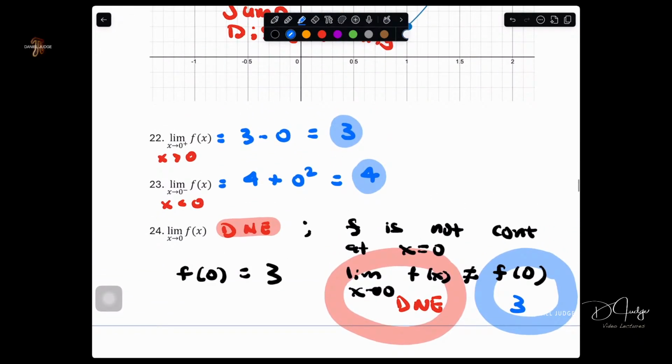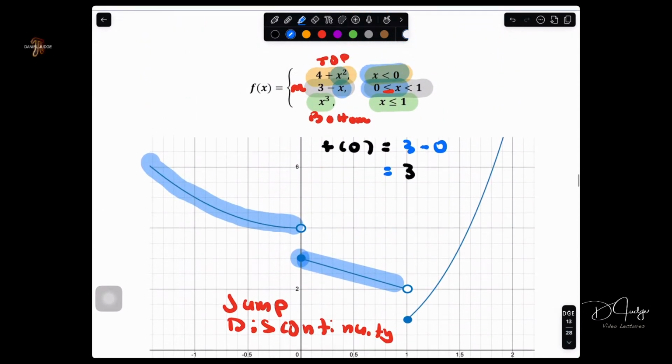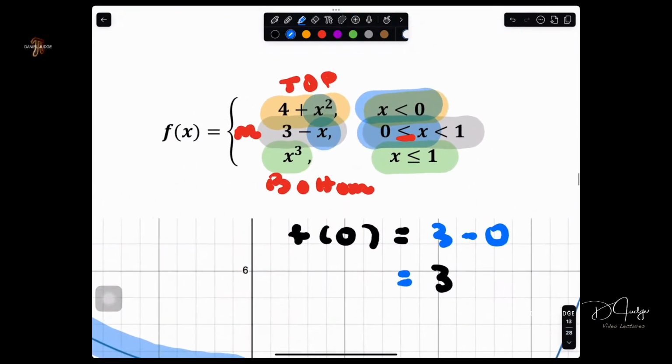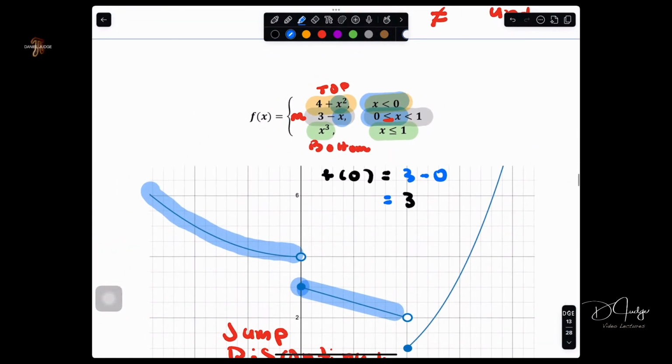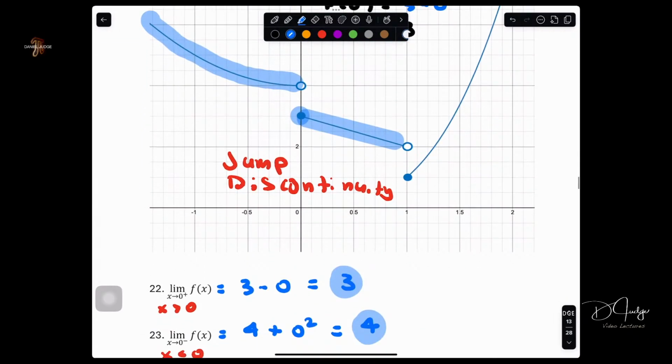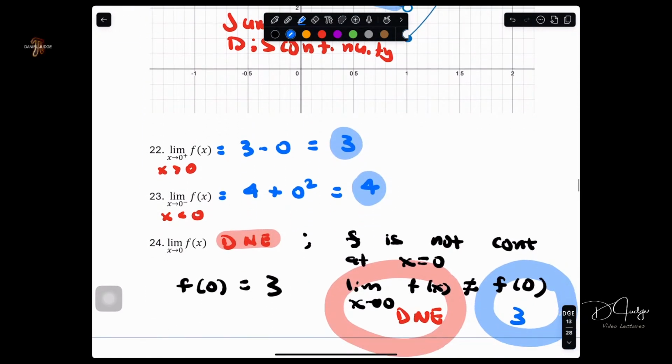This is the work you do. You don't have to sketch the curve. You just have to read your piecewise function and use your definitions. Okay, it's a jump discontinuity at that location.